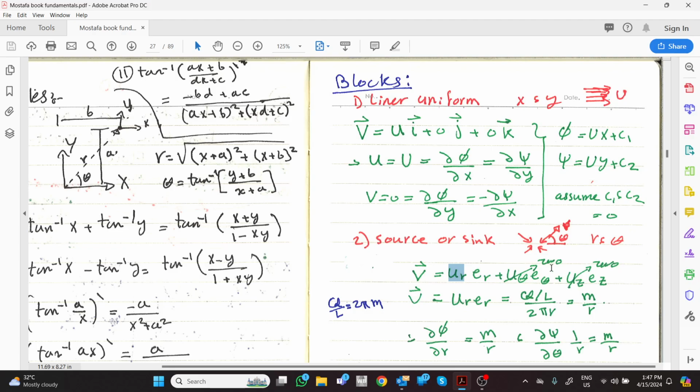And z, we are dealing with 2D, so z, I don't care when it reaches here, there's a black hole or whatever, but here also there's 0. So v equals ur in the direction of er. Just for us, we need to define something for the sink and source. If the flow in, it is positive. If flow out, it is negative.